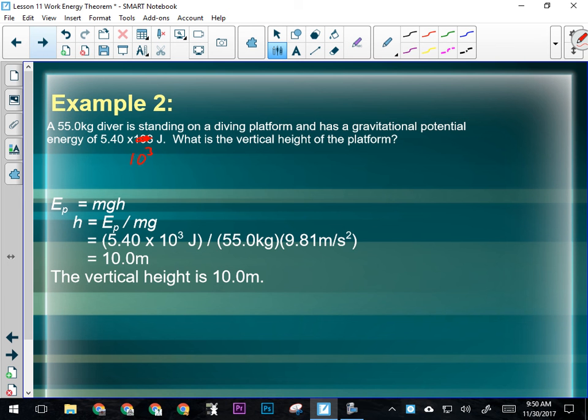All right, so we know that EP is m times g times h, but now we're looking for the height of the platform. So as we said, we would divide both sides by mg. That'll leave us with h. Everybody okay with that? Okay, so when we plug in our numbers, we're going to have 5,400 joules, okay, divided by, and then this would have to be enclosed in brackets on your calculator. So it would have to look like this.